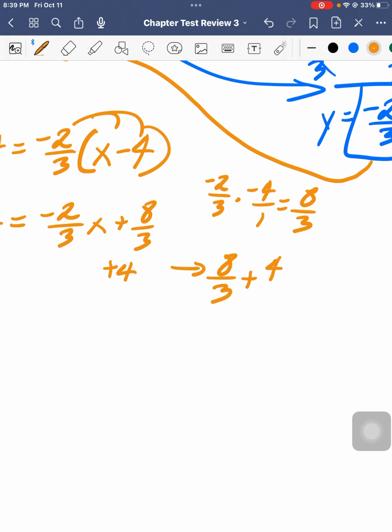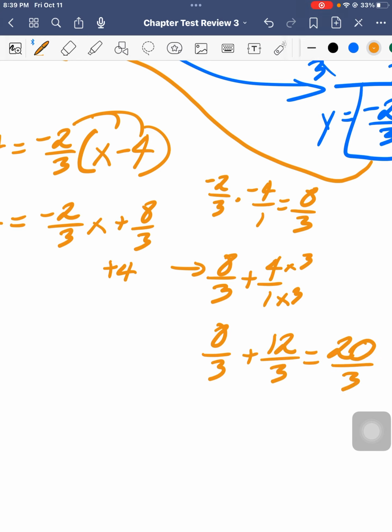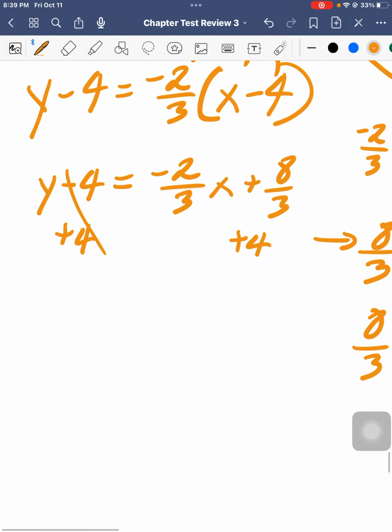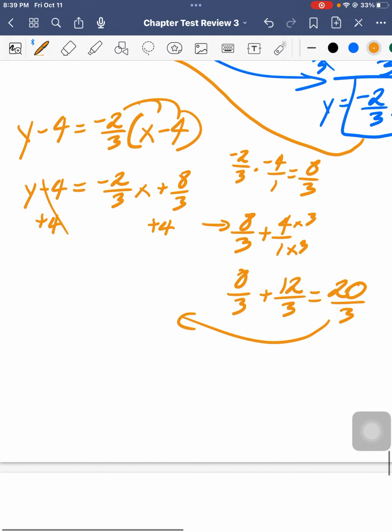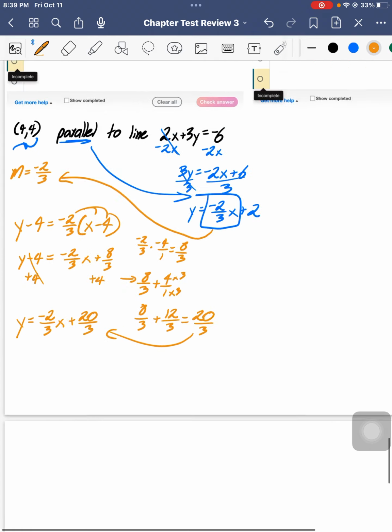So here we're going to have 8 over 3 plus 4 over 1. We have to multiply this by 3, multiply that by 3. So we're really going to have 8 over 3 plus 12 over 3, which is 20 over 3. So our final equation is actually going to be y equals negative 2 over 3x plus 20 over 3.